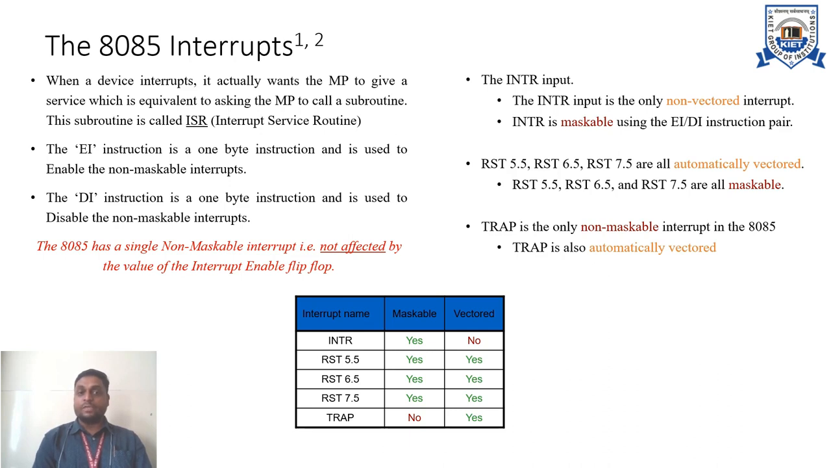The 8085 has a single non-maskable interrupt that is not affected by the value of the interrupt enable flip-flop. Means a non-maskable interrupt is that interrupt which cannot be masked. So the 8085 has only one, that is trap. This chart shows the names of the interrupts and their properties, whether it is maskable or non-maskable, and also whether it is vectored or non-vectored.